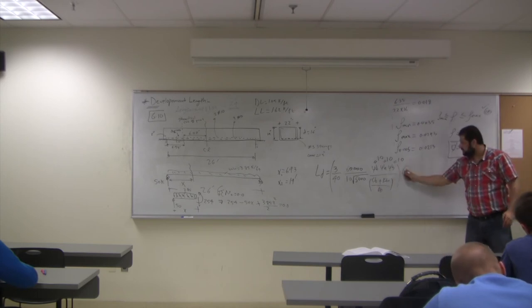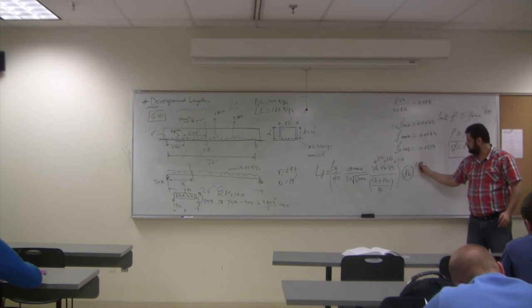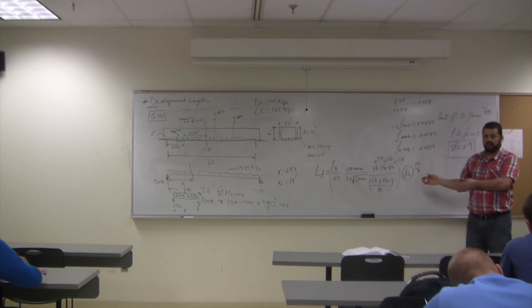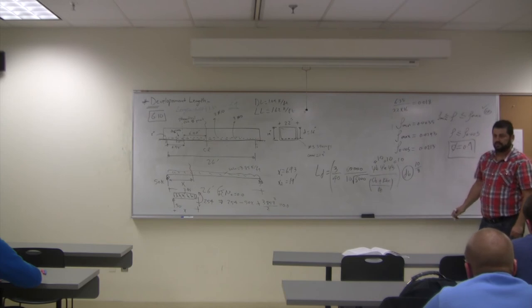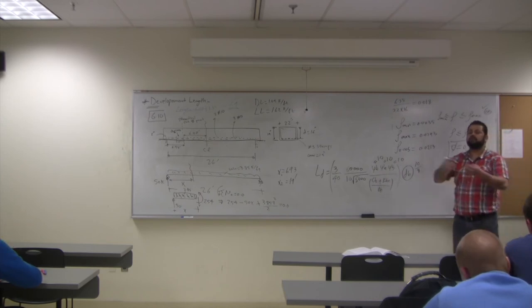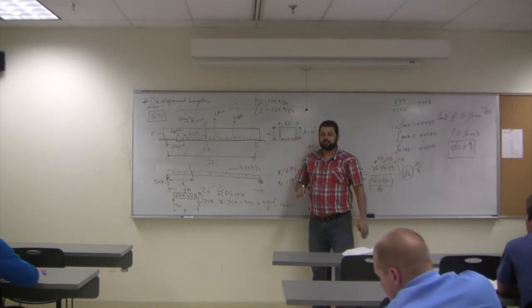And what's db here? 10 over 8, an inch. Or you can get the exact number. This is the diameter of the bar. It's number 10, so the diameter is 10 over 8. That's the diameter of one bar, which is what we are calculating for. Look, this value is for any of them.